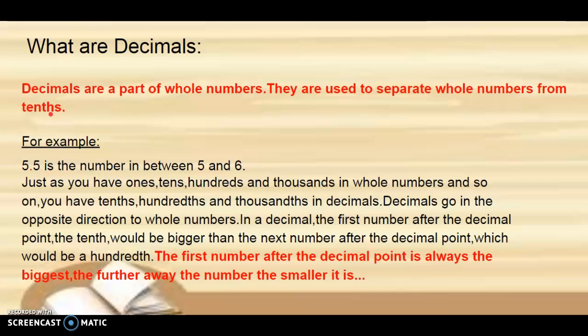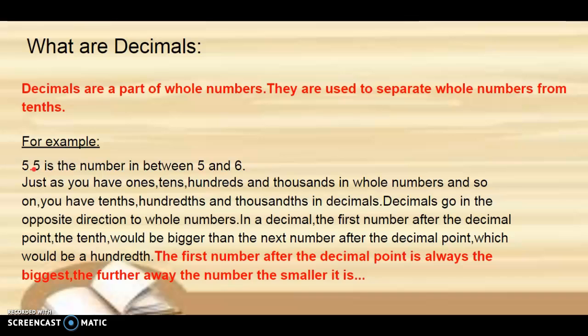Decimals are really useful if you want to say between 5 and 6, but need to know where in between. For example, if we write 5.5 as the number in between 5 and 6, it means this number 5.5 is bigger than 5 but less than 6.